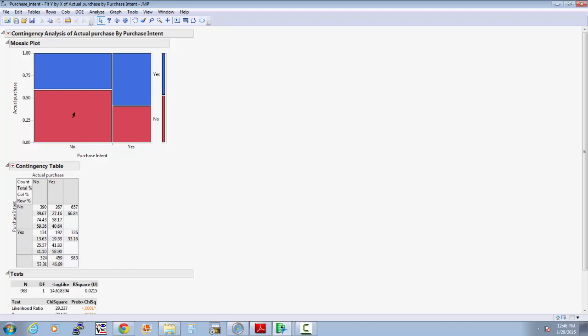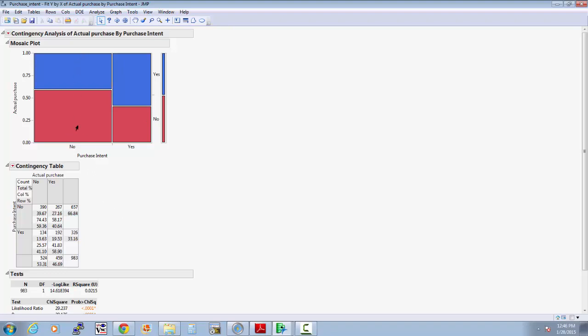First of all, you notice that there's a much wider bar for the no's than there is for the yeses. That's reflecting the fact that there's simply more no's in the data set for purchase intent than there are yeses. 657 against 326, 67% against roughly 33%. So this bar is twice as wide for the no's as it is for the yeses. That's allowing the plot to follow the area principle.